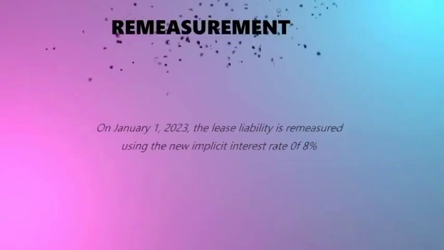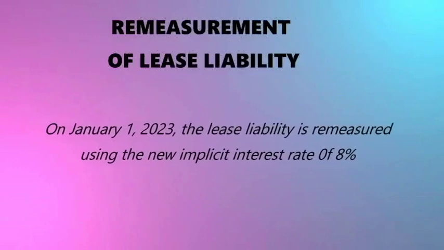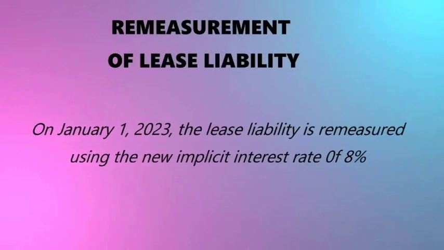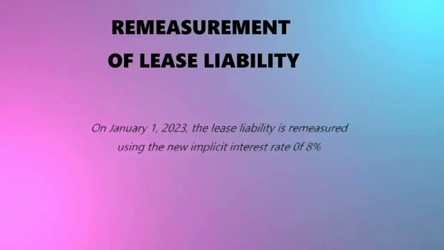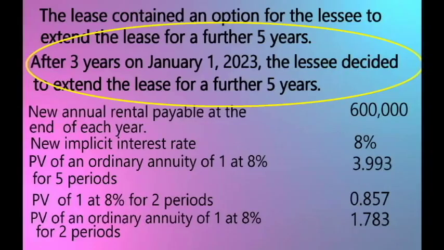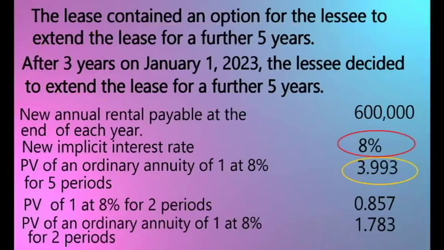So now, we will proceed to remeasurement of lease liability. So sinabi nga kanina sa problem na nagkaroon ng remeasurement noong January 1, 2023. So ngayon, kailangan natin computein yung present value noong January 1, 2023. So ang pag-compute nito is parehas lang sa process kanina. Ang pinagkaiba lang is yung PV of ordinary annuity of 1. Kasi dapat nakabase na siya sa new implicit interest rate natin, which is 8%. So, for 2 periods siya.